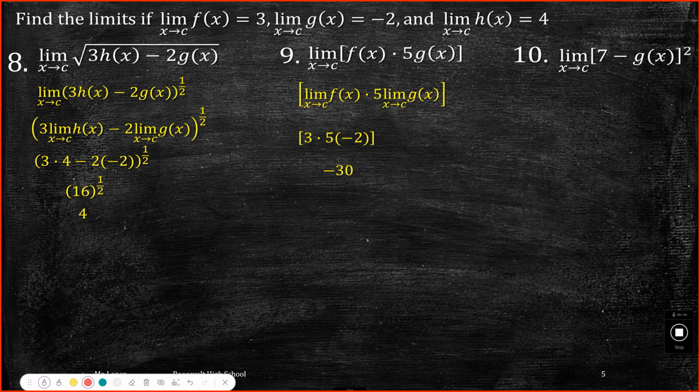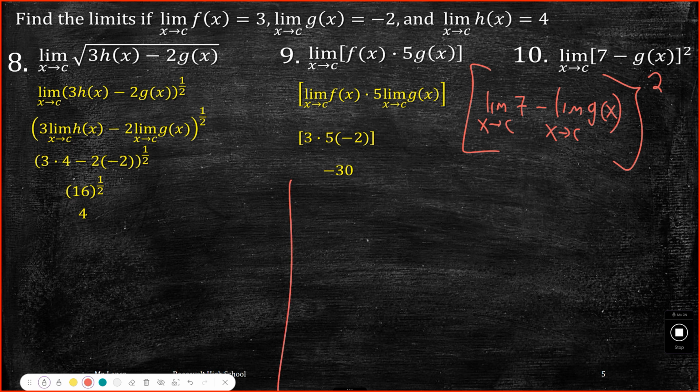Okay, let's go to number 10 here. This one says the limit. So we're going to distribute inside of it. So the limit as x approaches c of 7 minus the limit as x approaches c of g of x, and then the quantity to the power of 2. So what's the limit as x approaches c of 7? It's 7. Look, whenever you just have a constant, 7 is right here.